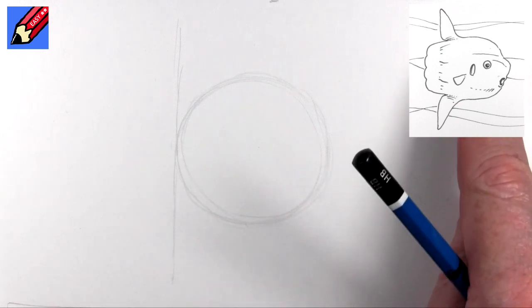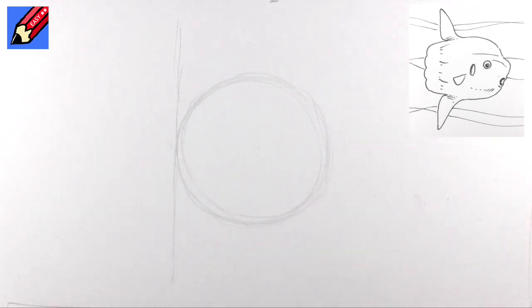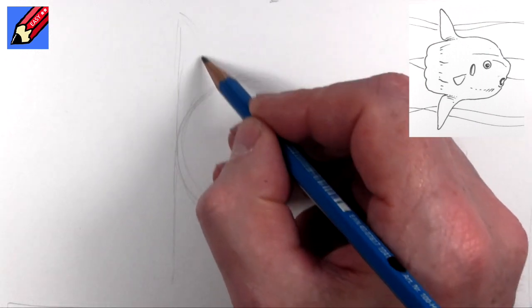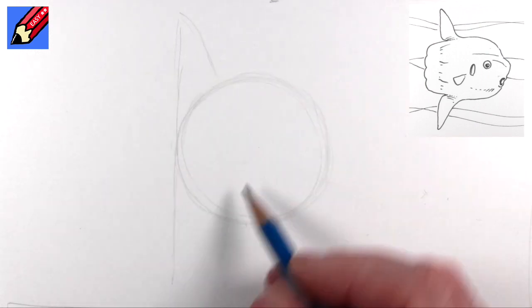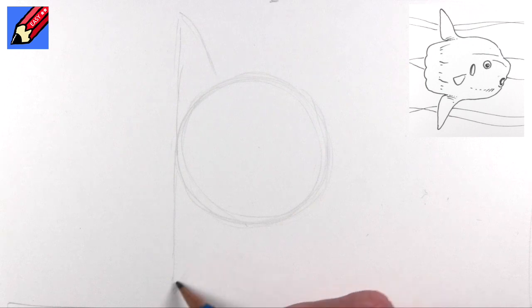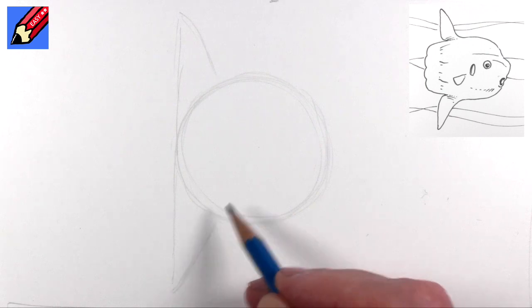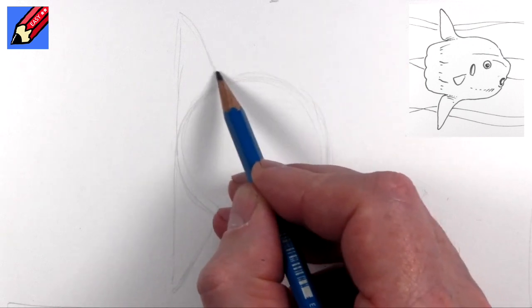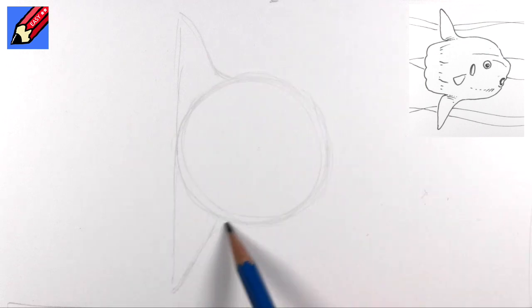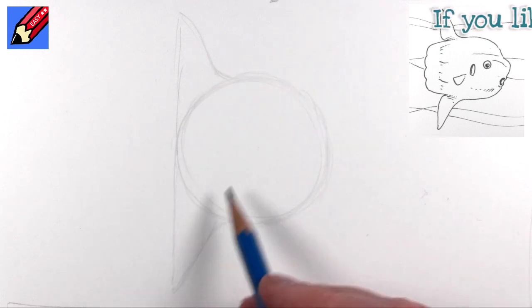Check out my Euclid videos up here if you want to know more about geometry. And we're going to want to have the fins coming here. So this isn't the tail. You kind of feel that this is the tail, but it's not. These are kind of the back dorsal fins or something like that. And they're sort of coming in like that.